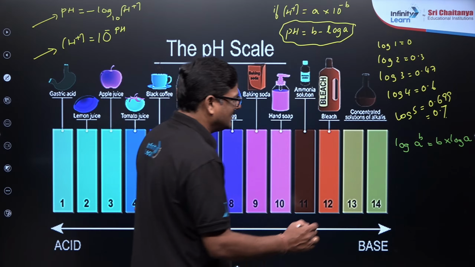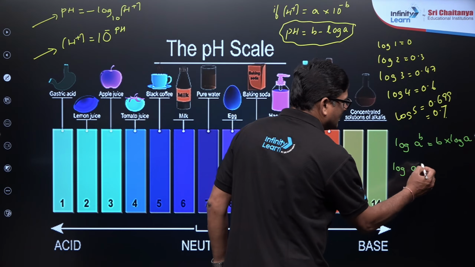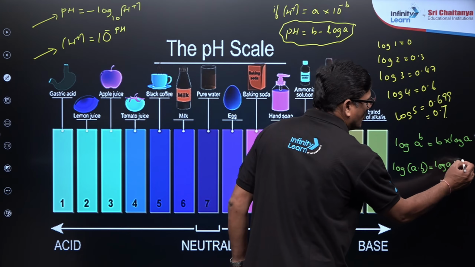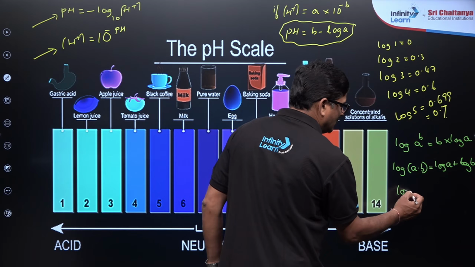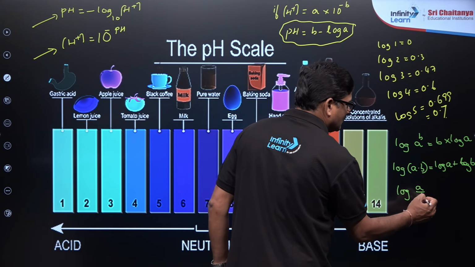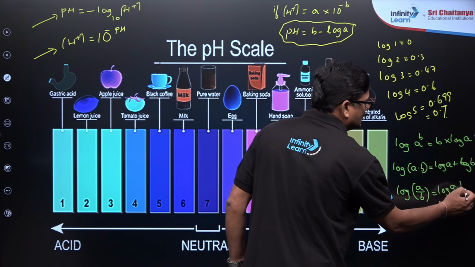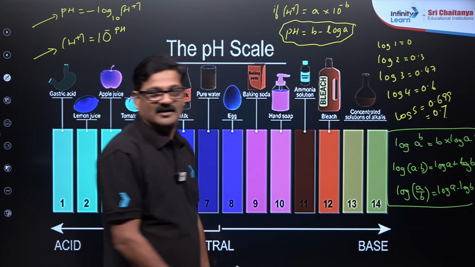Simple. And log a dot b is equal to log a plus log b. Log a by b is equal to log a minus log b. बस इतना ही. Just 3 formulas can handle you.